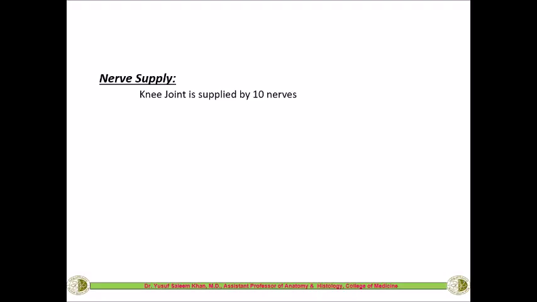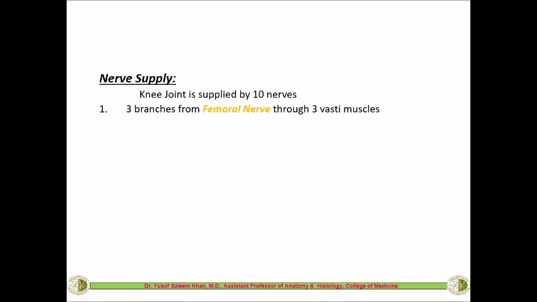So the nerves which will be supplying both the hip joint and the knee joint will be two, that is the femoral nerve as well as the obturator nerve. So the knee joint is supplied by 10 nerves, 3 branches from the femoral nerve. If you remember the femoral nerve will be giving anterior and posterior division, and the posterior division will be supplying 3 vasti, and from the 3 vasti they will be supplying the knee joint. The vastus lateralis, vastus intermedius, vastus medialis, all will be supplied by the posterior division of the femoral nerve, which in turn supply the knee joint.